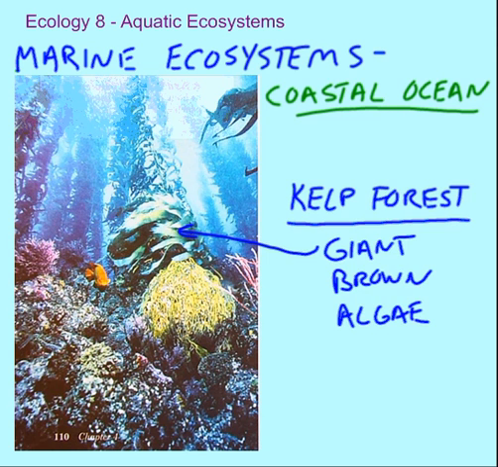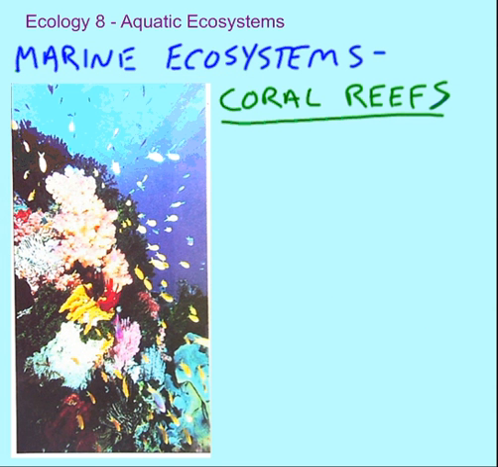In the warm, shallow waters of coastal tropical oceans are coral reefs, among the most diverse and productive environments on Earth. Coral reefs are named for the coral animals whose hard calcium carbonate skeletons make up their primary structure. As you can see in this picture, an extraordinary diversity of organisms flourishes in these spectacular habitats.